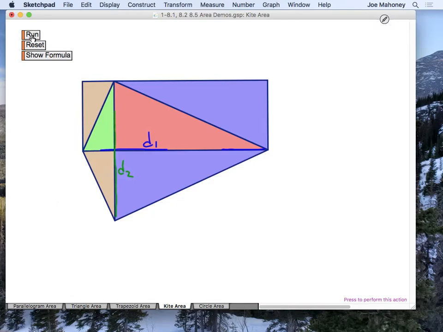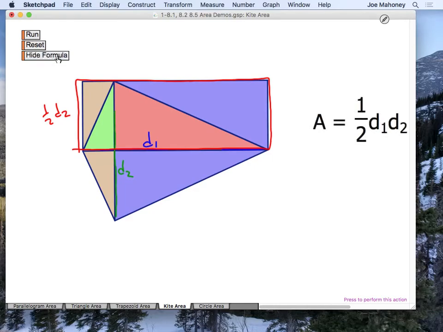So how do I find the area of a rectangle? How do I find the area of this red rectangle here? Well, it's base times height. It's diagonal number 1 times only half of diagonal number 2. So notice that the height of it is only half the other diagonal. So that's why our area formula is 1/2 times diagonal 1 times diagonal 2. Half the product of the diagonals. It's one of my favorite formulas of all time.